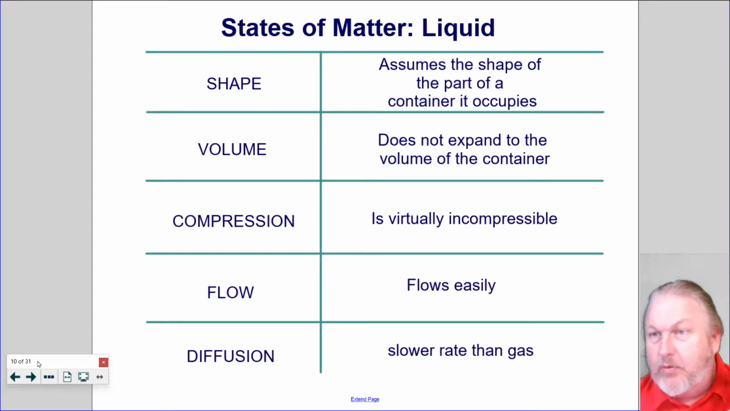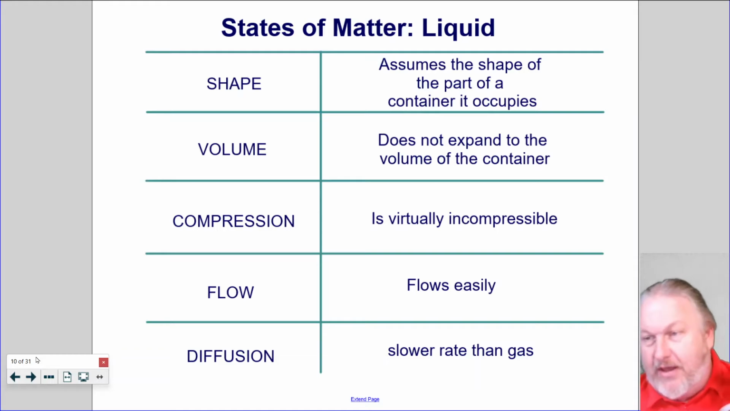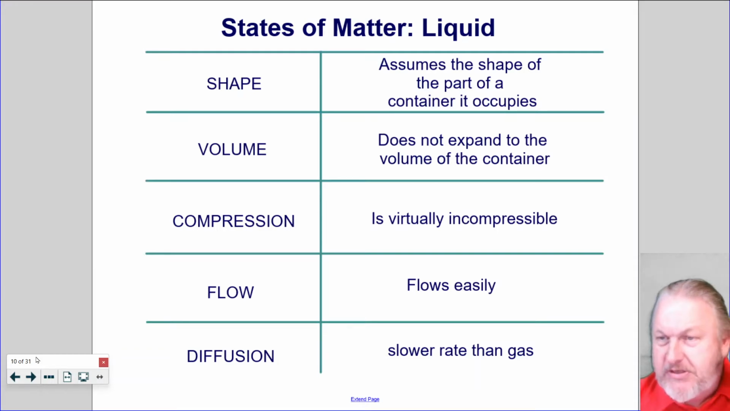A liquid will assume the shape of the part of the container that it occupies, so it can flow. It's got some freedom. It will not expand its volume to fill the container. It will only take up the volume of the liquid. It's virtually incompressible because there's not a lot of free space in between the molecules. It flows easily, and it's got a much slower diffusion rate than gas.